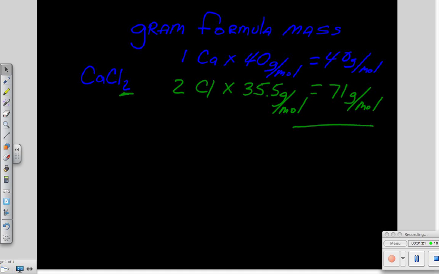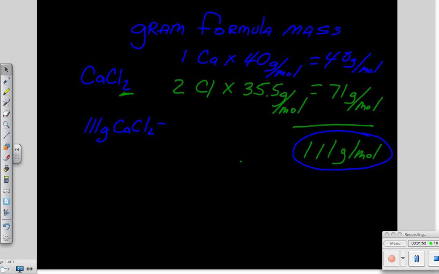Now all I do is add that up. That's going to be 111 grams per mole. That is the gram formula mass right there. 111 is the gram formula mass for calcium chloride. So that means if I have 111 grams of calcium chloride, I would have 1 mole of calcium chloride.